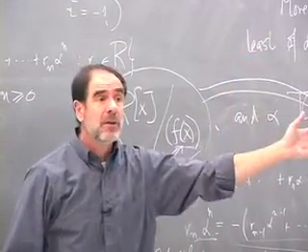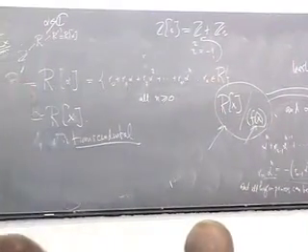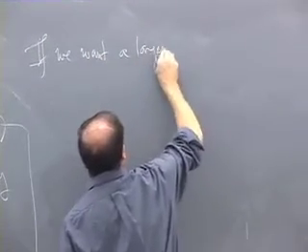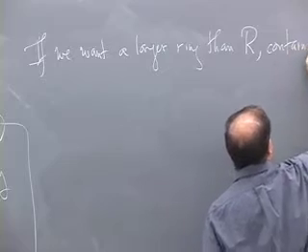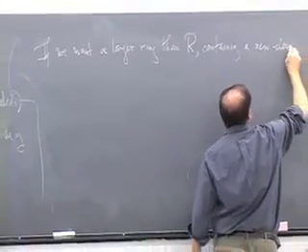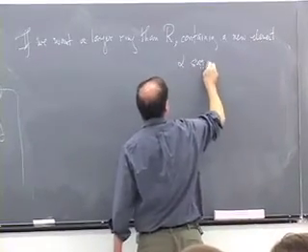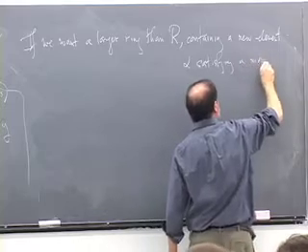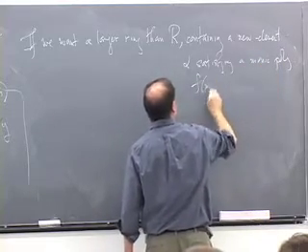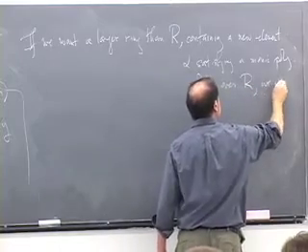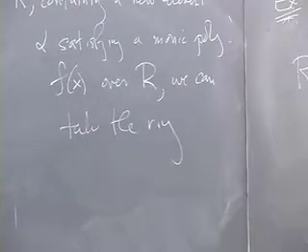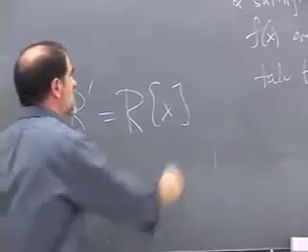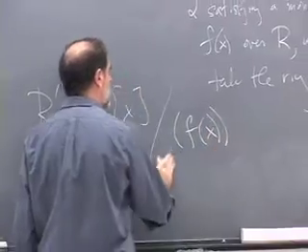with the complex numbers. We don't even have to know that alpha is up there. Namely, if we want a larger ring than R, containing a new element alpha, satisfying a monic polynomial f of x over R, we can take the ring R prime, which is you first adjoin all polynomials in x, and then you mod out by the ideal generated by this monic polynomial f of x.